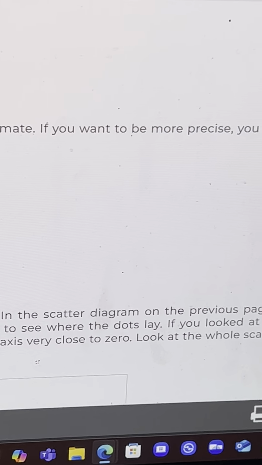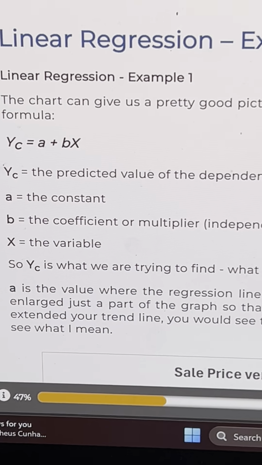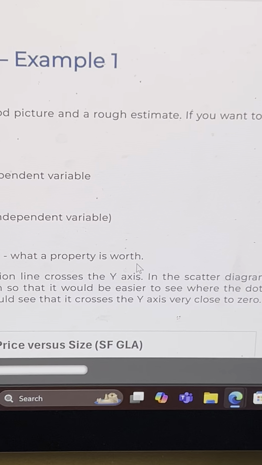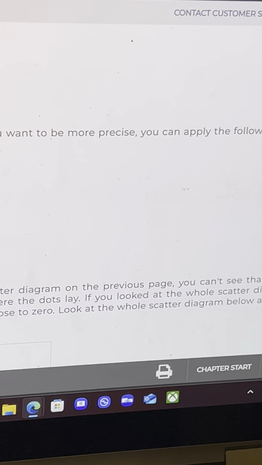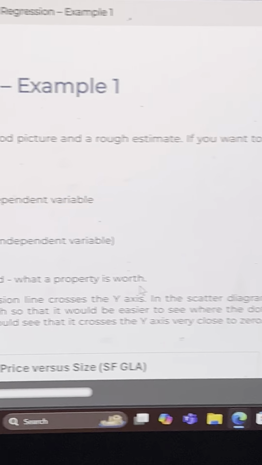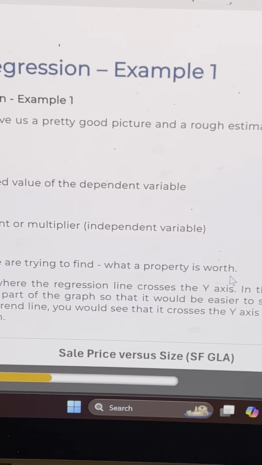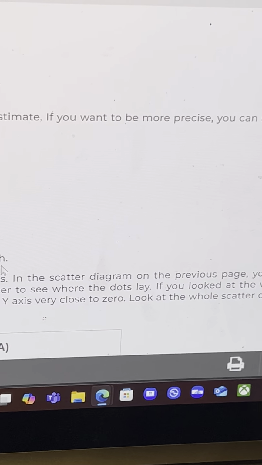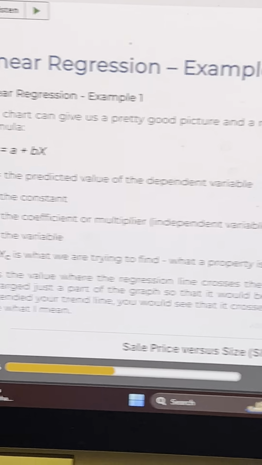In the scatter diagram on the previous page, you can't see that because I enlarged just a part of the graph so that it would be easier to see where the dots lay. If you looked at the whole scatter diagram and extended your trend line, you would see that it crosses the y-axis very close to 0. Look at the whole scatter diagram below and you will see what I mean.